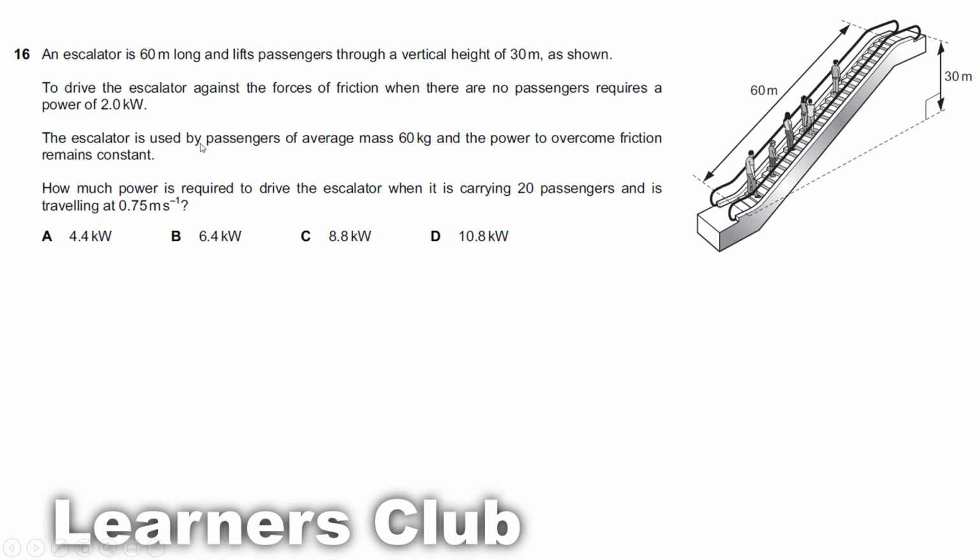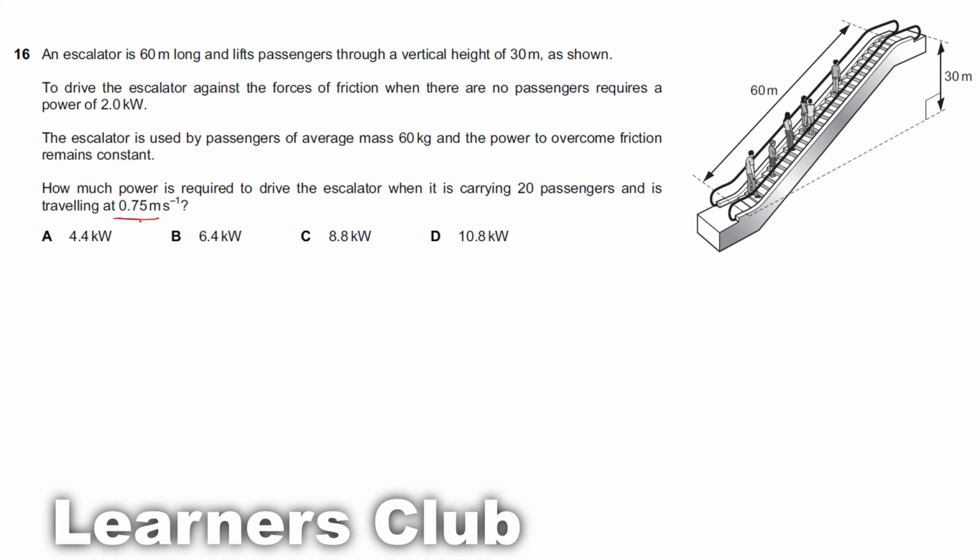The escalator used by passenger of average mass 60 kg and the power to overcome the friction remains constant. So the same power will be applicable for any passengers, any number of passengers. How much power is required to drive the escalator when it is carrying 20 passengers and is traveling at 0.75 meter per second? So in this case, we need to find the amount of power required when the escalator is moving with a speed of 0.75 meter per second with 20 passengers.